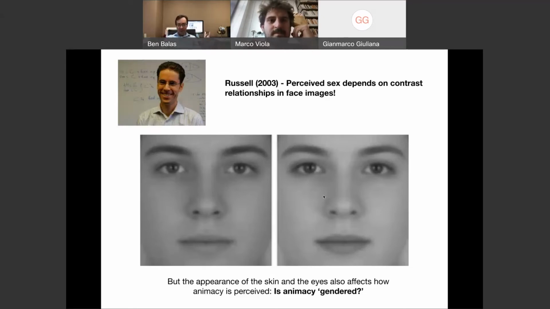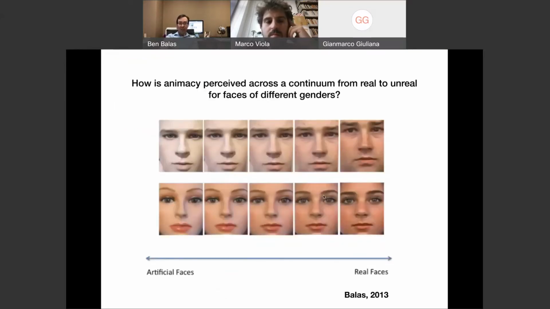Okay, but these contrast relationships in the skin also affect how animacy is perceived, which led us to wonder whether or not animacy might be itself gendered. That is to say, does male versus female appearance affect the way you judge animacy? So we asked how you perceive animacy across the same kind of blended morph continuum from real to unreal when we compare the responses of male stimuli to female stimuli. So we can make male morphs between real and unreal and female morphs between real and unreal and ask how categorization works both for artificiality judgments and for gender categorization.